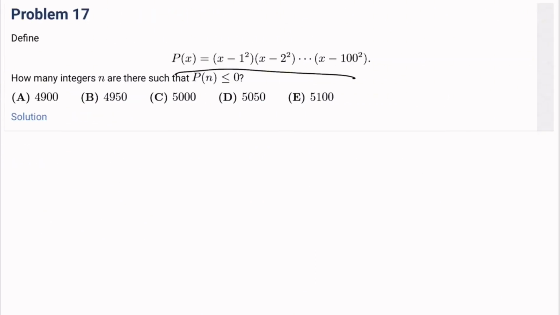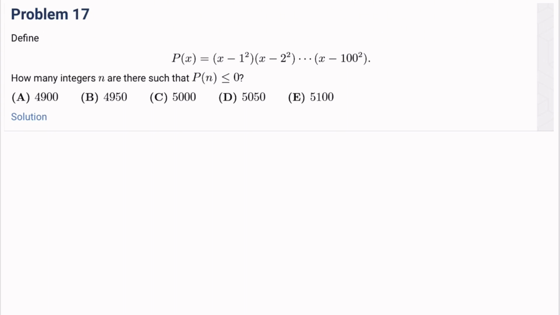Problem number 17. Define P(x) equals this. How many integers n are there such that this is okay? So for this to happen, there are 100 numbers multiplied in total, and the number of ways that this can be negative or 0 is that this is 0, or the first is positive and the rest are negative, or the first 3 are positive and the rest are negative, or the first 5 are positive and the rest are negative, and so on, with all numbers being positive and the rest being negative.